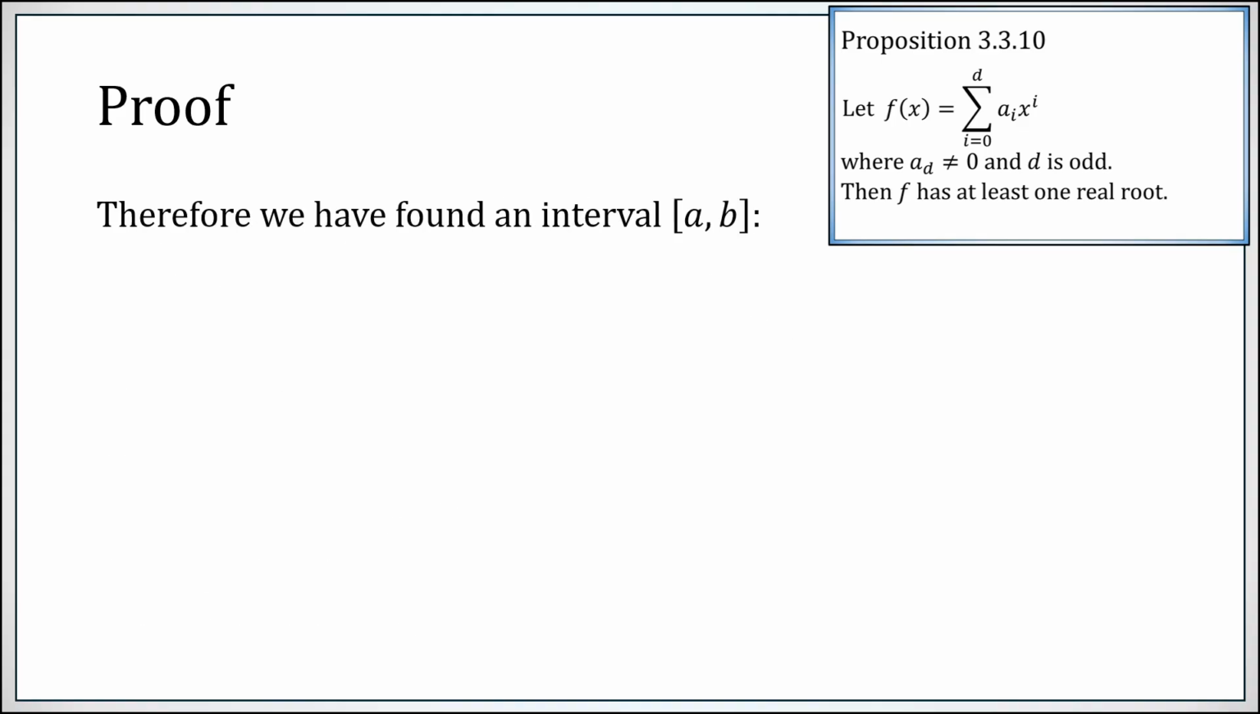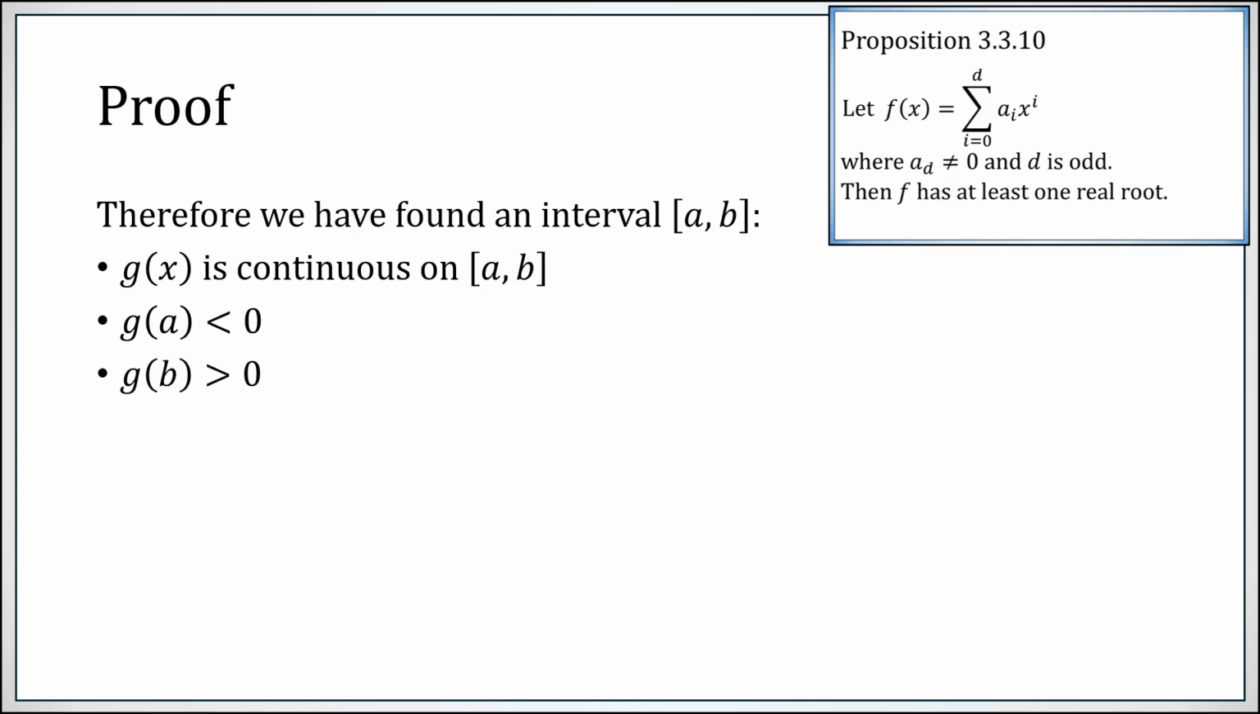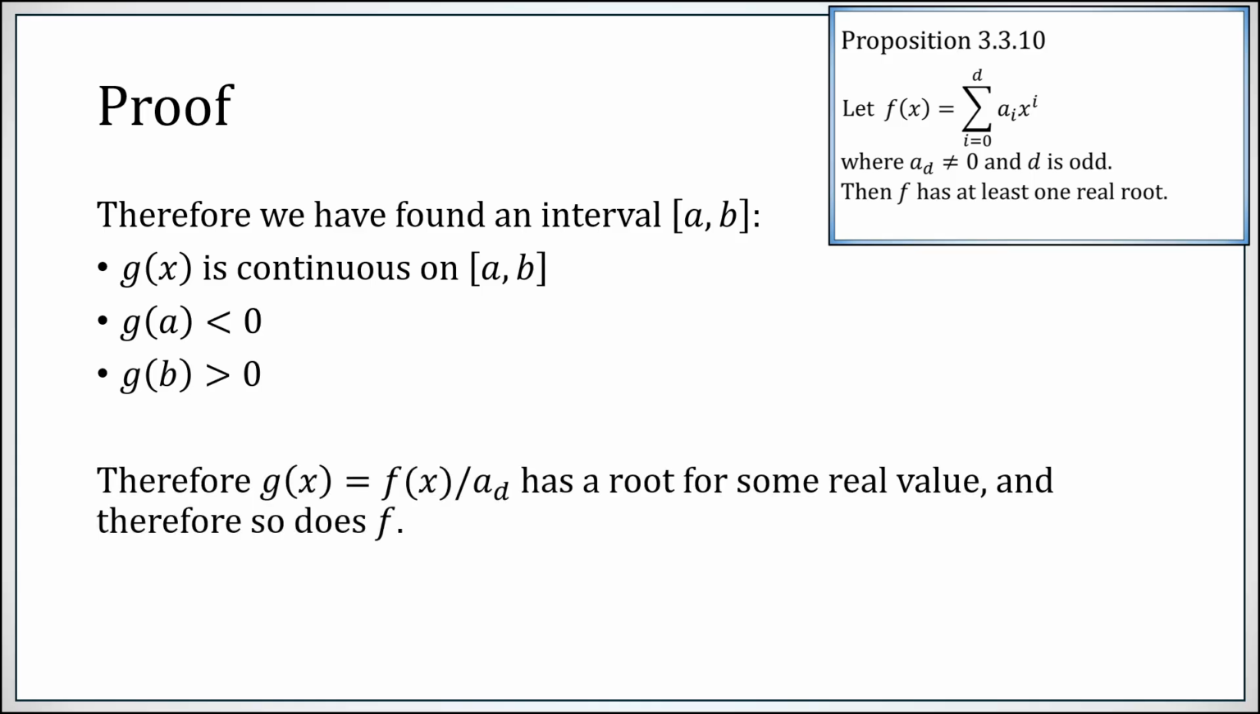So now what have we found? Some interval where g is continuous because it is a polynomial. It's negative and positive on the endpoints. So what do we conclude? Thanks to the intermediate value theorem, there is a root somewhere in between, and that now back applies to the polynomial we started with by remultiplying by the leading coefficient a sub d.